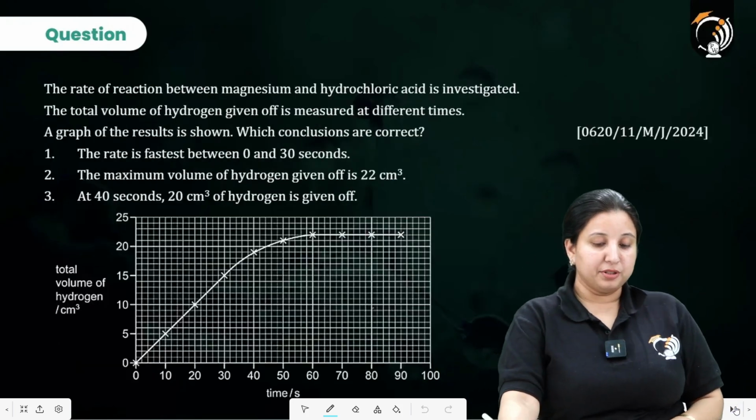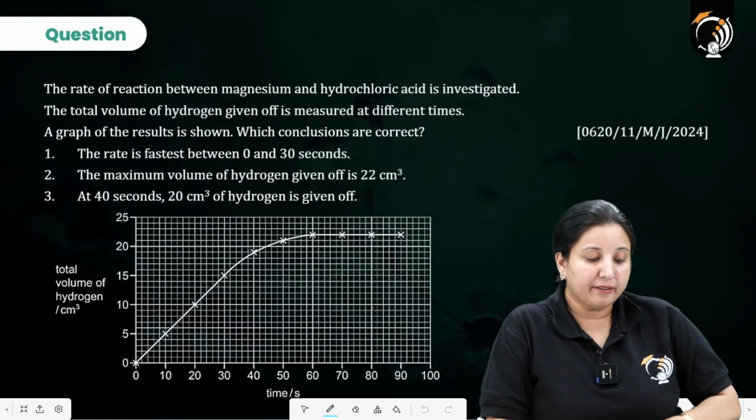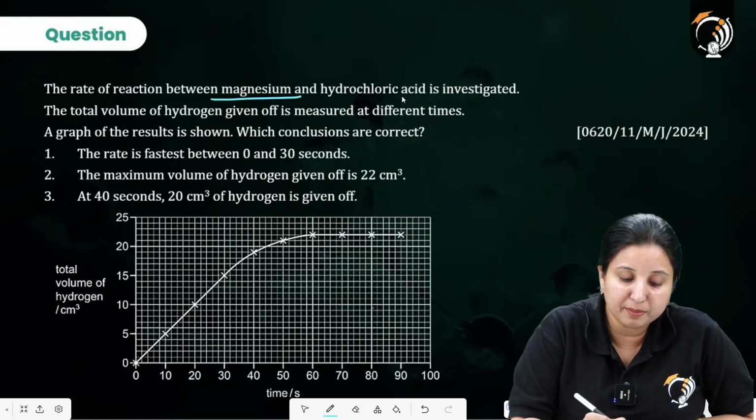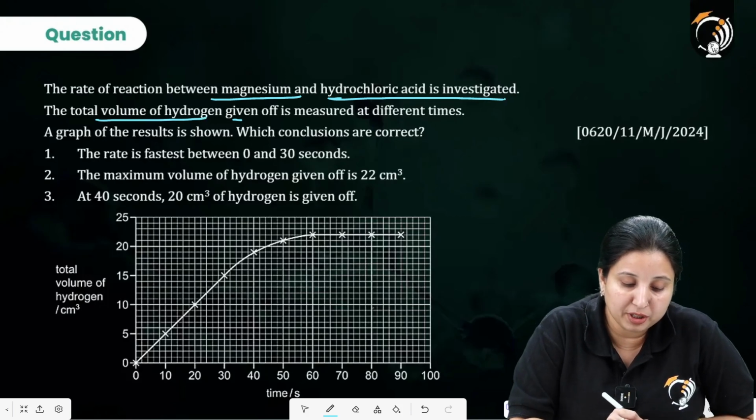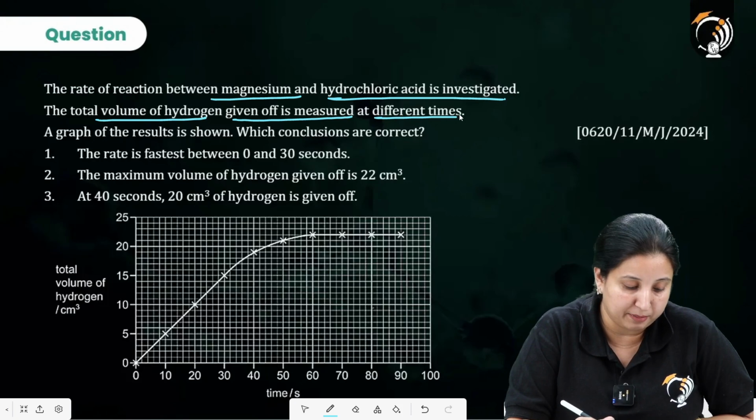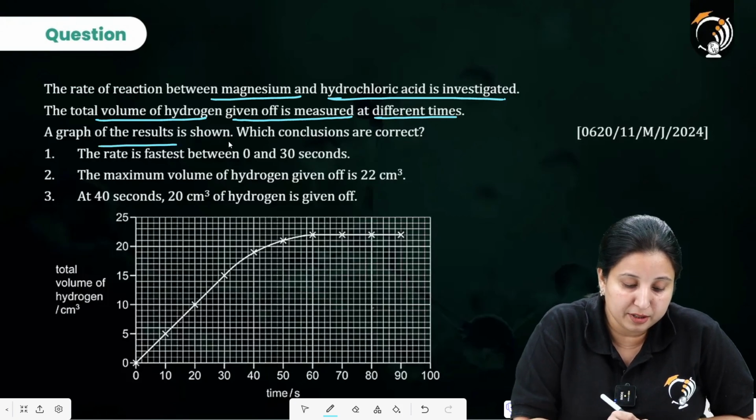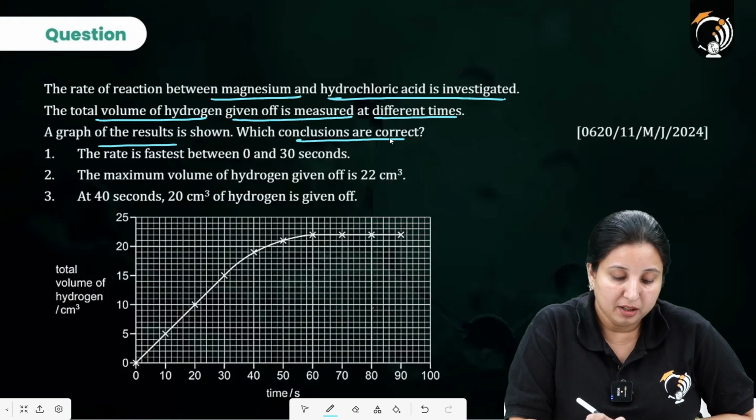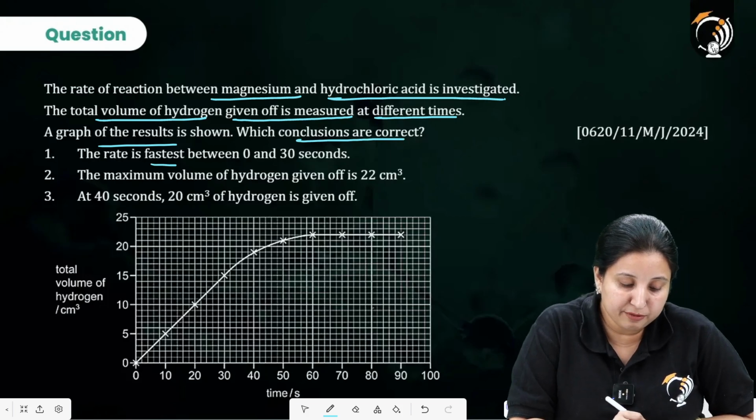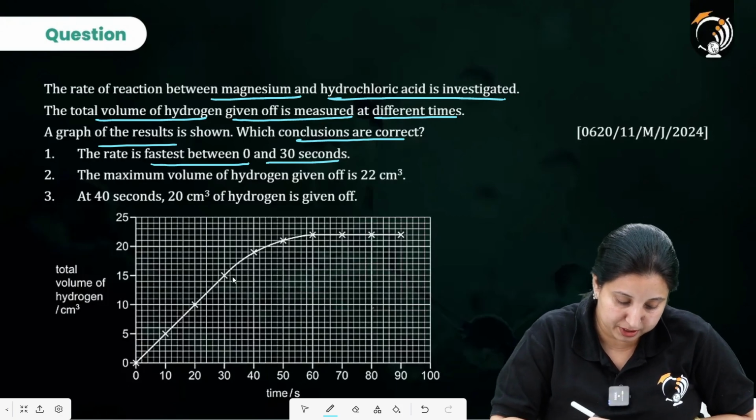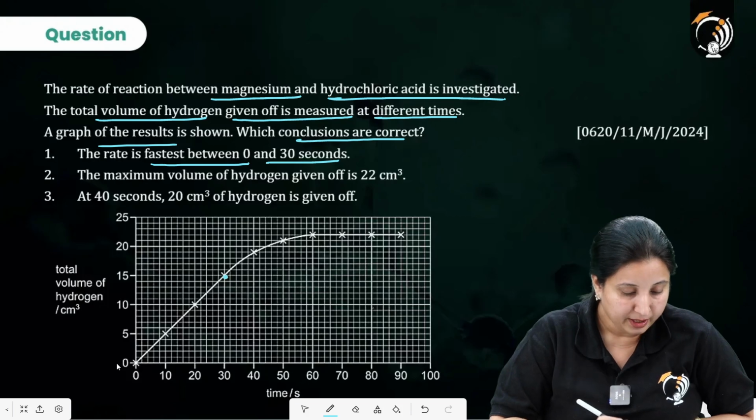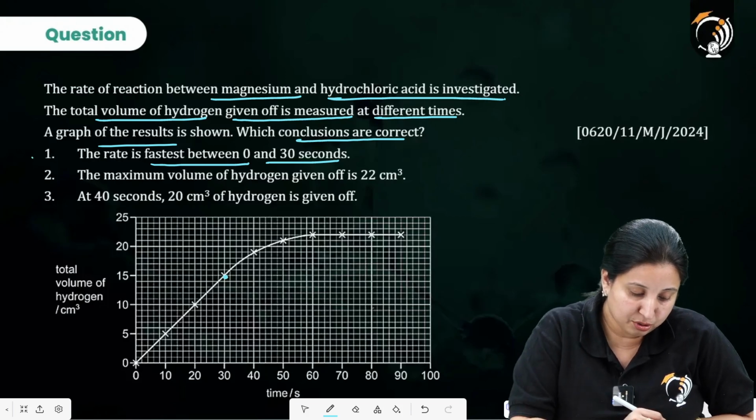Coming to the next question. It says the rate of reaction between magnesium and hydrochloric acid is investigated. The total volume of hydrogen given off is measured at different times. A graph of the result is shown, which conclusions are correct. The rate is fastest between 0 to 30 seconds. So if I look, 0 is here and 30 second is over here. Yes, it is fastest. So this is correct.